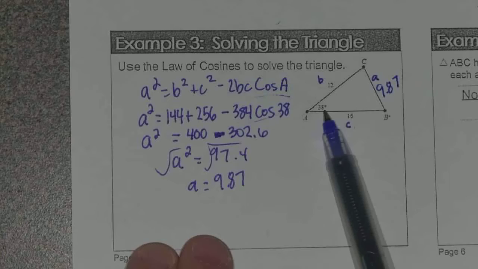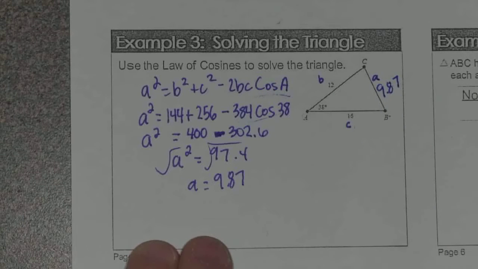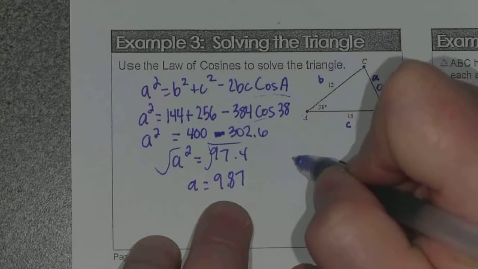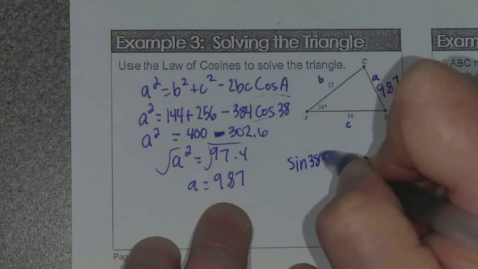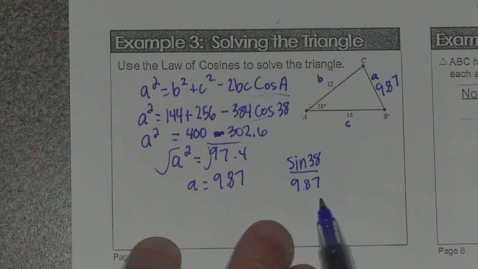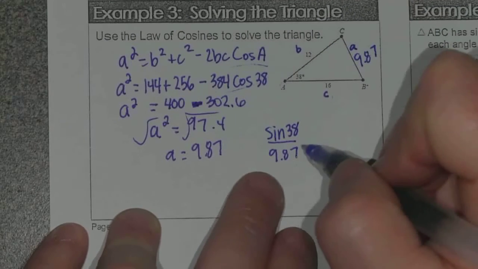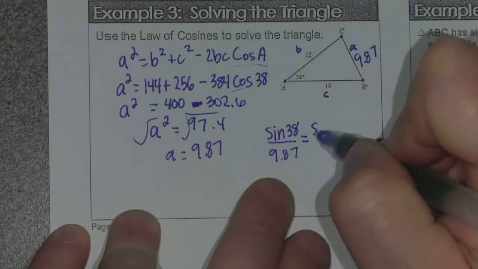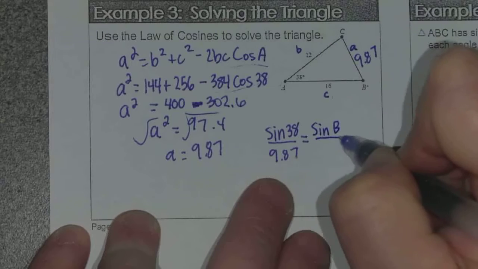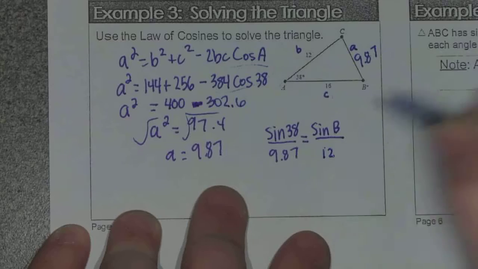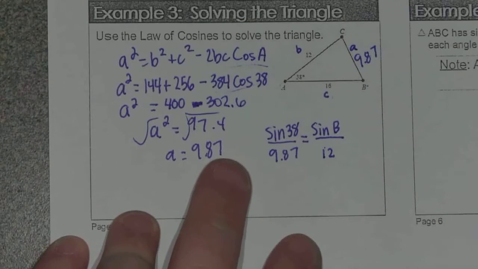And now that I have angle A and side A, I can set up a law of sines to find that missing angle, right? So let's set up a law of sines. I'm going to use the sine of 38 over 9.87 because this is my A over my A, right? Now let's solve for angle B this time. Is that okay? So we'll do the sine of B over what number? 12. We're going to cross multiply here and solve.